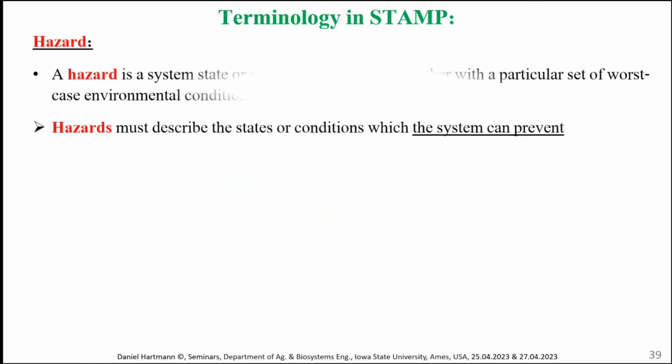Okay, so now we need some definitions. According to the STAMP model, Nancy Leveson's definition, a hazard is a system state or set of conditions that, together with a particular set of worst case environmental conditions, will lead to a loss. In addition, a hazard must describe the states or conditions which the system can prevent. So if we want to prevent the damage of a hurricane, we cannot. A hurricane is no hazard, because we cannot prevent it.